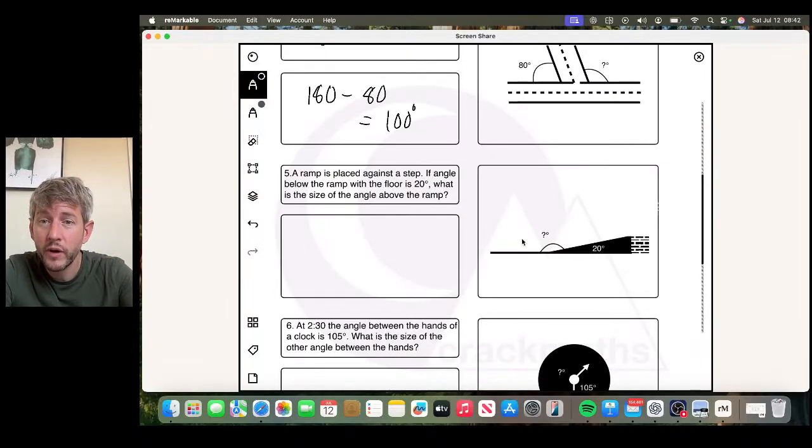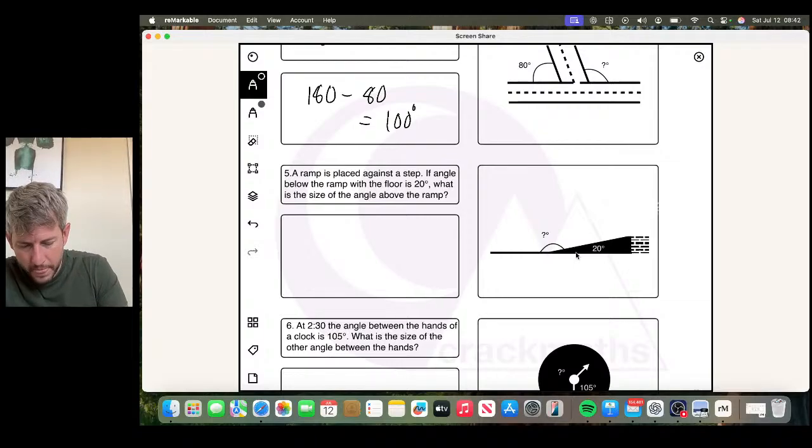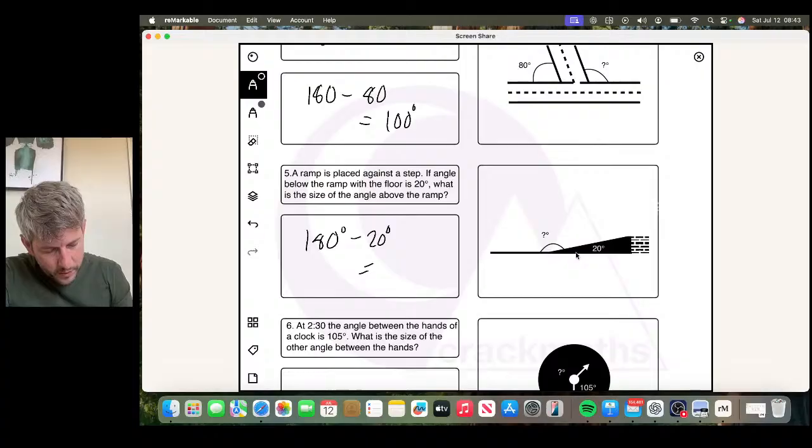Question 5, we've got here, a ramp is placed against a step. If the angle below the ramp with the floor is 20 degrees, what is the size of the angle above the ramp? Okay, so here's the one that's 20 degrees, and this is the one above the ramp, so they make a straight line. So we're going to be looking at 180 degrees, take away 20 degrees, and this will be 160 degrees.